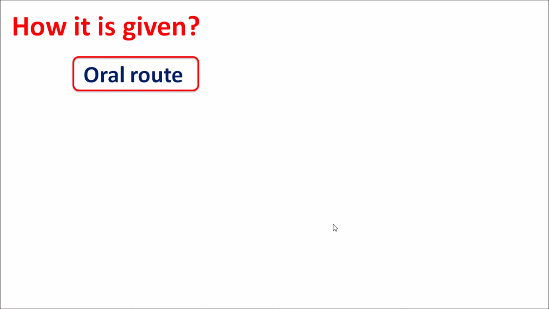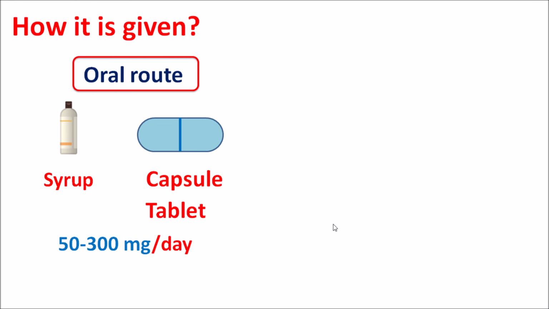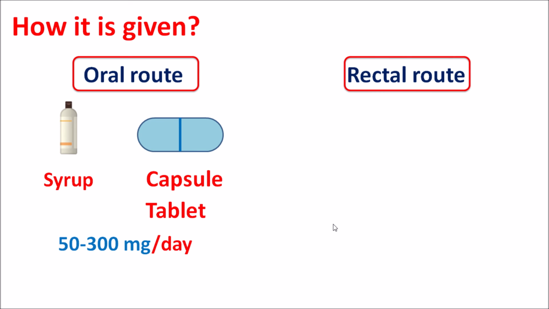How is it given? This drug is given by oral route as well as rectal route. By oral route, it is available in different dosage forms such as oral syrup, capsules, tablets. So by oral route, this drug is given at a dose of 50 to 300 mg per day, given as divided doses. It is also available for rectal route in the form of enema. So around 1 to 3 enemas can be given per day for treating constipation in adults.